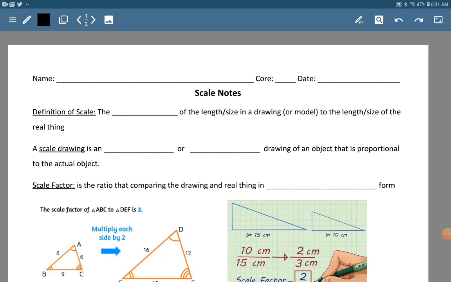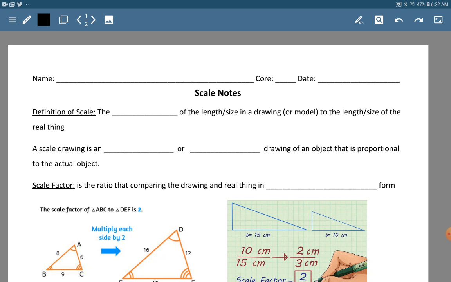Guys, we're going to start your last notes for topic 2, and this one is on scale. It's going to be very similar to what we did yesterday because you solve scale in a very similar way that you would solve proportions. I can show you what I mean on the second page, but let's go ahead and get started on the first page.